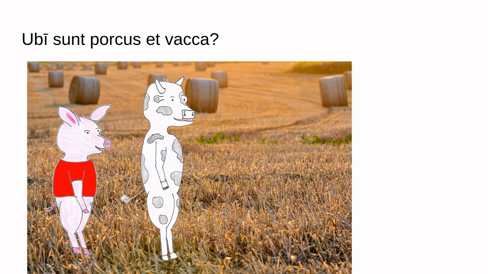And now, a little practice with our plurals here. Ubi sunt porcus et vaca? So by way of review, we say porcus est, the pig is, but if we have multiple, porcus et vaca sunt, they are. We've got the plural form there. So est for a singular, sunt for plural. So ubi sunt porcus et vaca? Porcus et vaca in agro sunt.